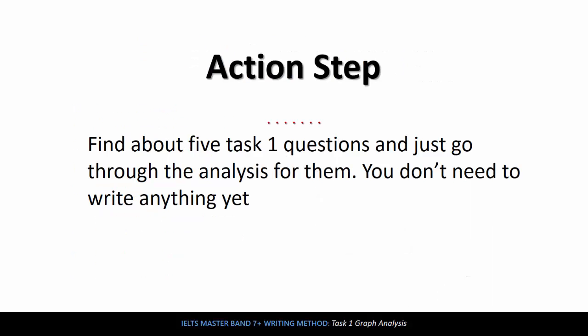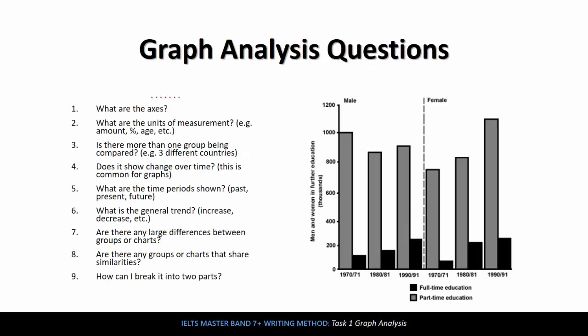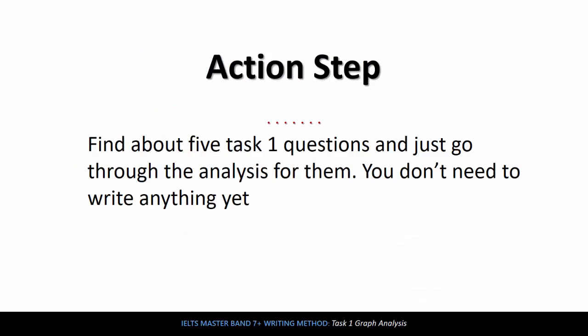So your action step for task 1 graph analysis is to find about 5 task 1 questions and just go through the analysis questions for them. You don't need to write anything yet. Just look at the questions that we have here, 1, 2, 3, 4, 5, 6, 7, 8, 9, and go through each of these questions for your 5 graphs. This way, you're practicing the analysis of it. If you try to write everything and go through the whole task every time, you don't really get to practice the point you're weak at. So it's important to break down these different parts and just practice that part so that you can get good at it. Good luck.